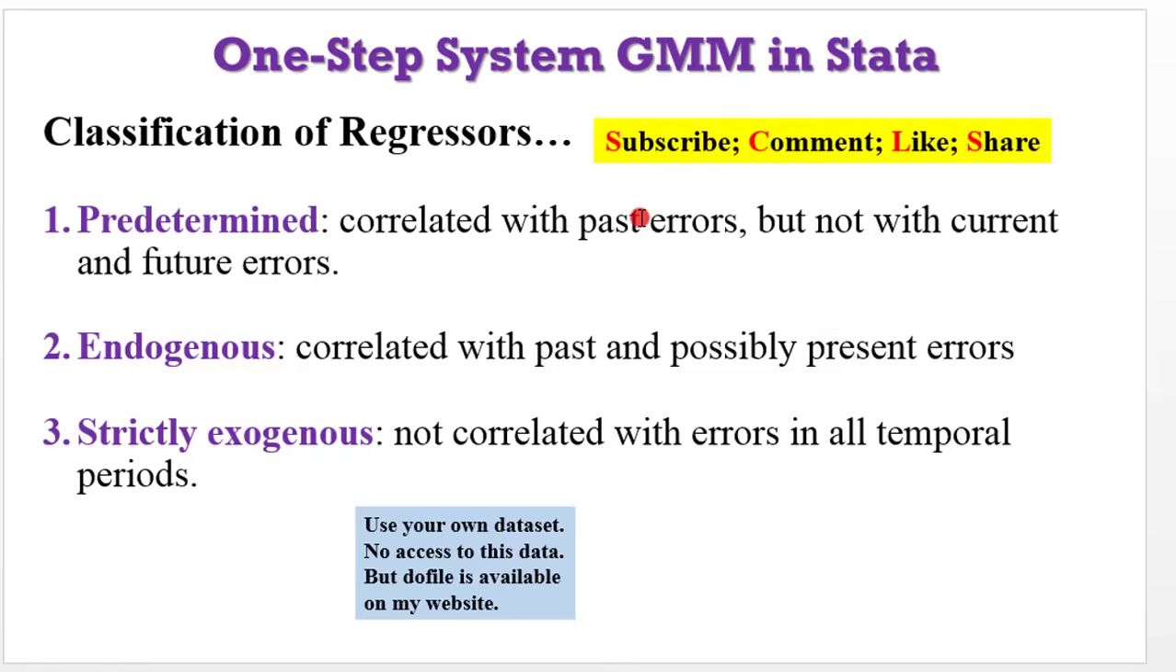Let's take a look at the classification of regressors in system GMM. There are 3 categories. We have predetermined regressors that are assumed to be correlated with past errors but not with current and future errors. We have endogenous regressors that are correlated with the past and possibly the present error terms. We also have strictly exogenous variables. These are not correlated with errors in all the temporal periods.